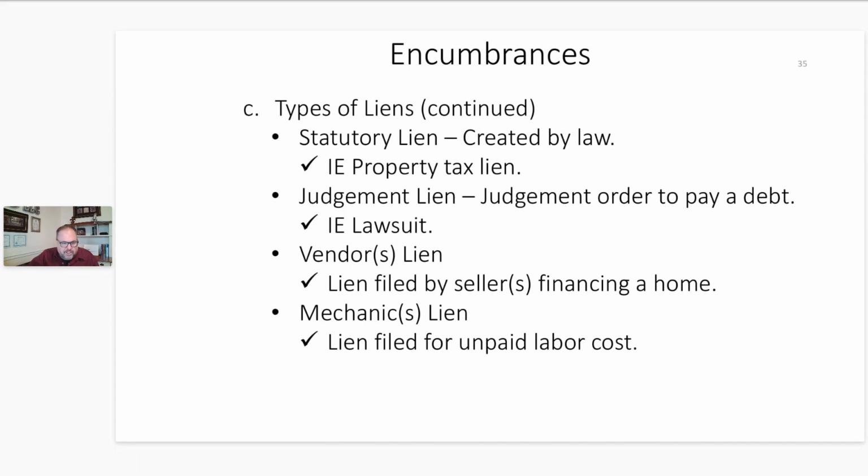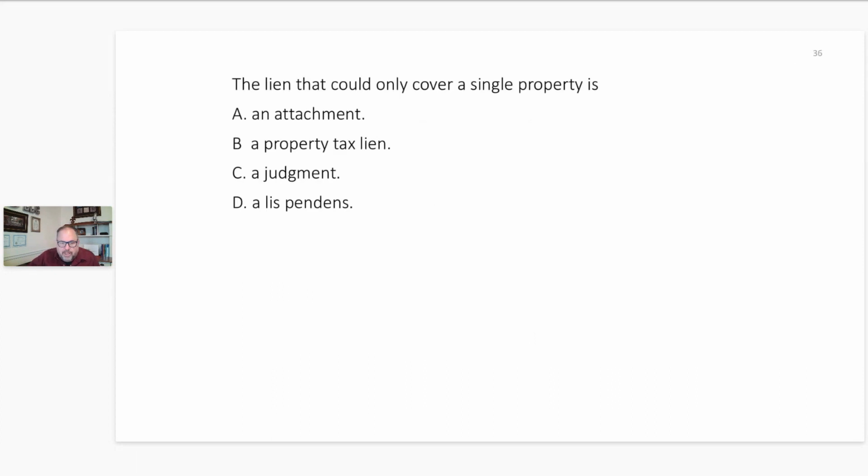It's a vendor's lien because it's seller financing. And then we talk about a mechanic's lien, which is a lien for unpaid labor cost. So you want to know some different types of liens and how they're appropriated. Two questions. First one: which of the following is a lien that only covers a single property?